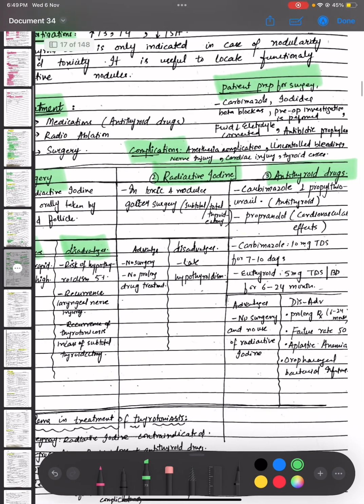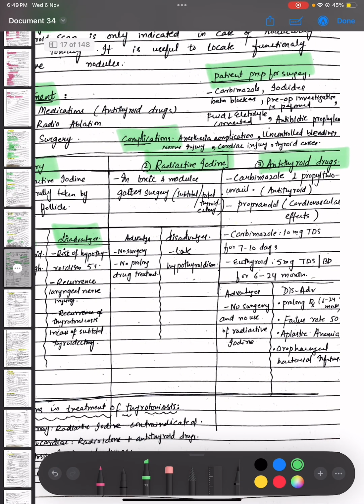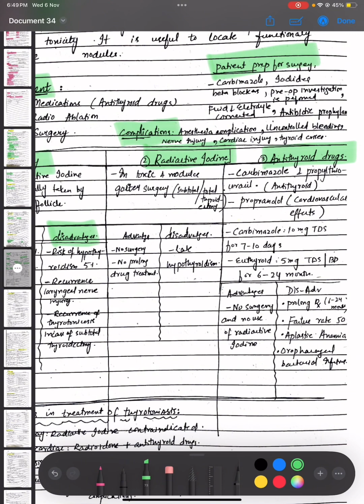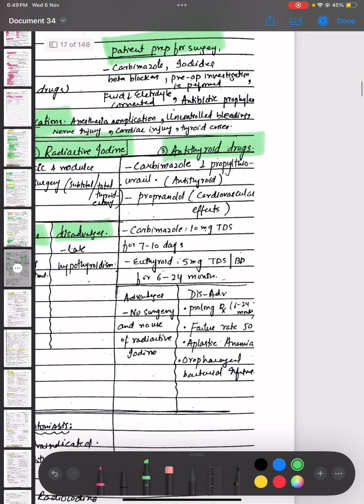Now, radioactive iodine in toxic nodular goiter; in surgery, subtotal or total thyroidectomy is done. What are the advantages? It is not a surgical procedure and it is not prolonged drug treatment. While the disadvantage is that it can cause late hypothyroidism. The anti-thyroid drugs that are used for the treatment of toxic multinodular goiter are carbimazole and propylthiouracil.